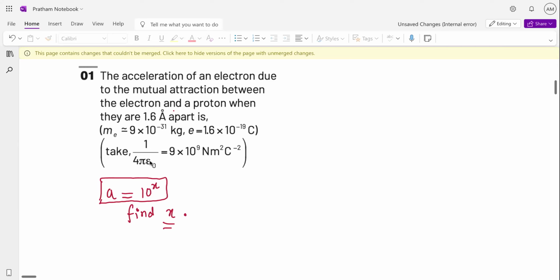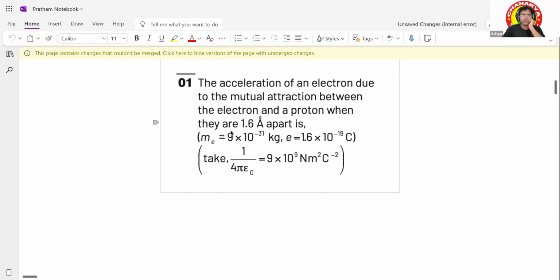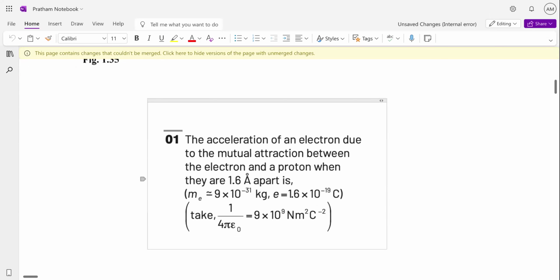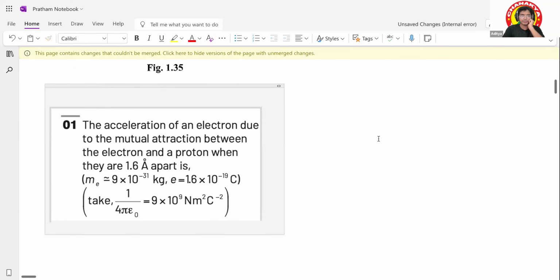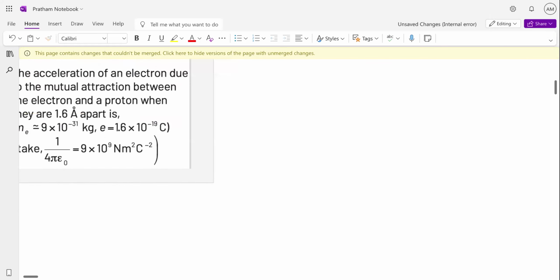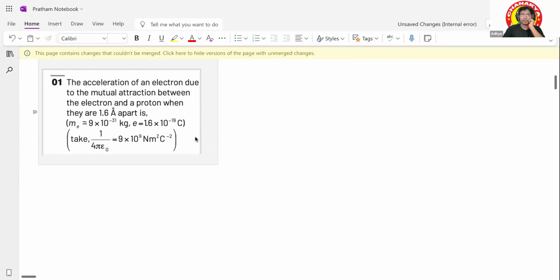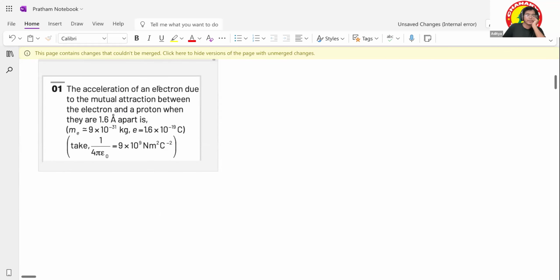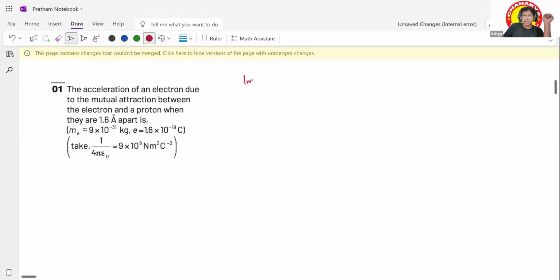Do I need to convert angstrom to meter? Yeah, the distance in meters. Yeah, angstrom, sorry, angstrom. You have to convert that angstrom to meter. Can you help me with that? I forgot the conversion. Yes, 10 to the power minus 10. Oh, okay. I'll just write.